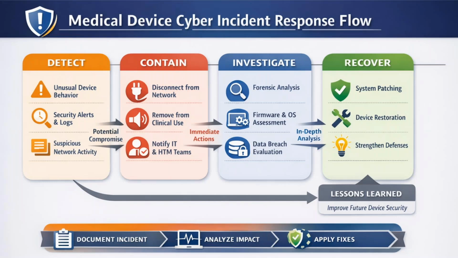Finally, in the recovery phase, green, we apply fixes through system patching, device restoration, and strengthening our defenses to prevent reoccurrence. Recovery isn't just about getting back to normal. It's about getting to a better, more secure state. Throughout this entire process, 3 critical activities run continuously at the bottom. We document the incident, analyze the impact, and apply fixes. And importantly, every incident feeds into our lessons learned process, which helps us improve future device security.